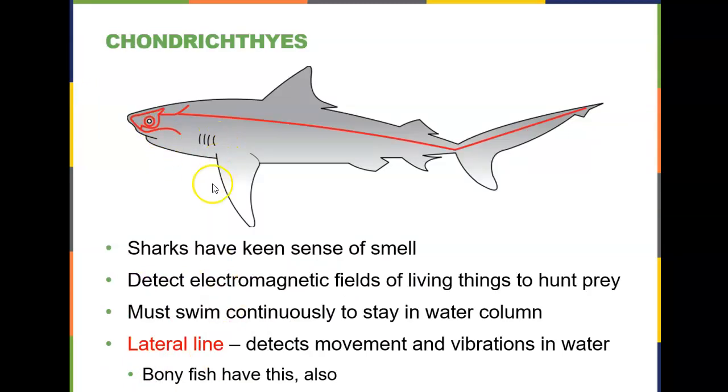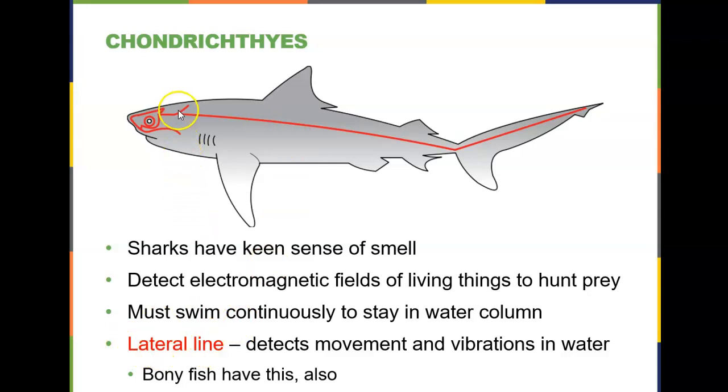But continuing on with Chondrichthyes, the sharks have a keen sense of smell. They're able to detect electromagnetic fields, and that allows them to better hunt their prey. They must swim continuously to stay in the water column, and that's because they lack a swim bladder. A lot of folks think it's because they have to keep water going over their gills, but it's because if they don't swim continuously, they're going to sink.